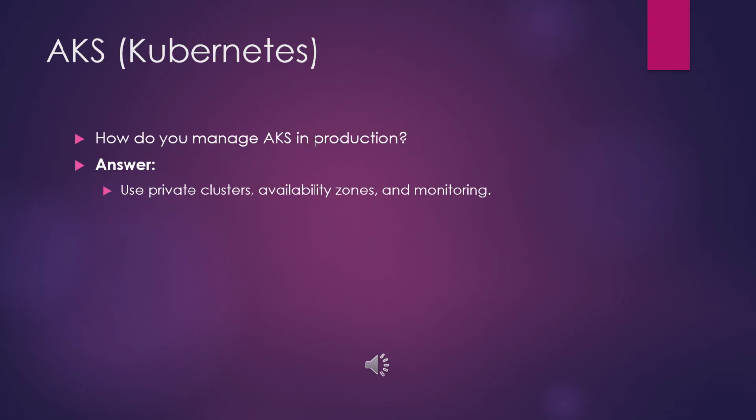In production, AKS is deployed across 3 availability zones to ensure high availability. We use private clusters so the API server is not exposed to the internet. Monitoring is done using Azure Monitor.